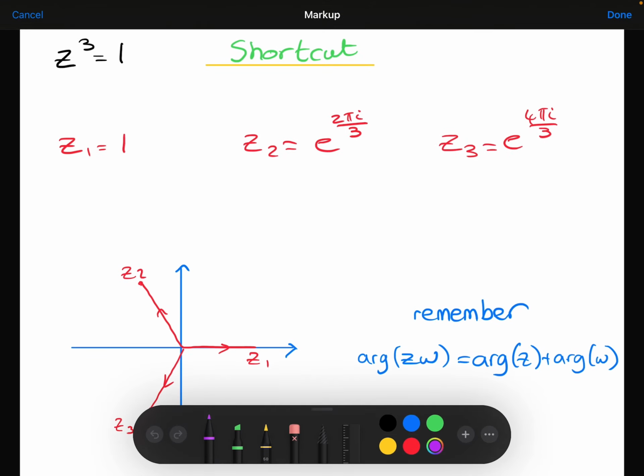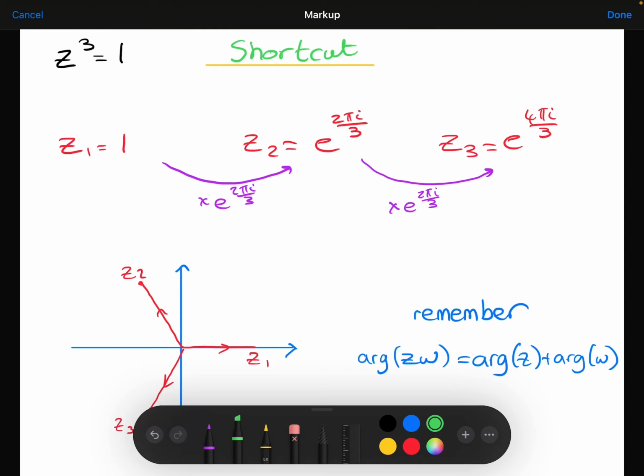Here's the shortcut. I've got my first solution, which is 1, and I've multiplied it by e to the 2 pi i over 3 to get the second solution. And then to get the third solution, I've multiplied the second solution by e to the 2 pi i over 3.